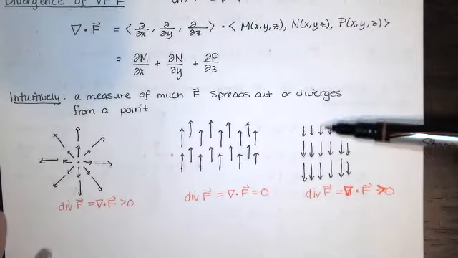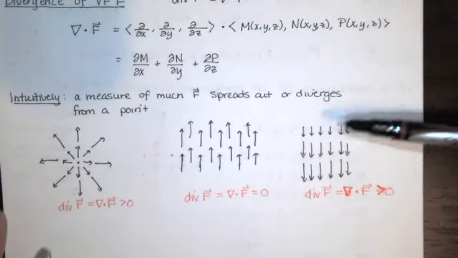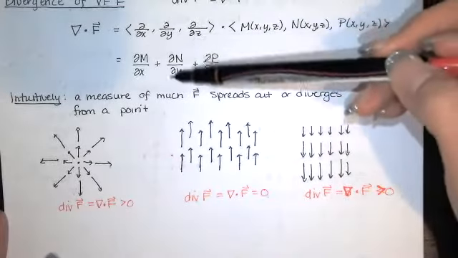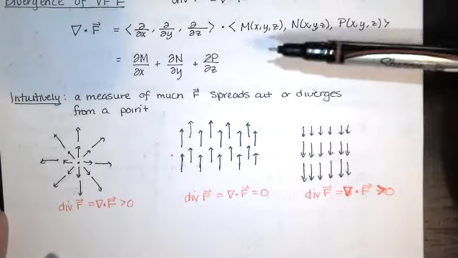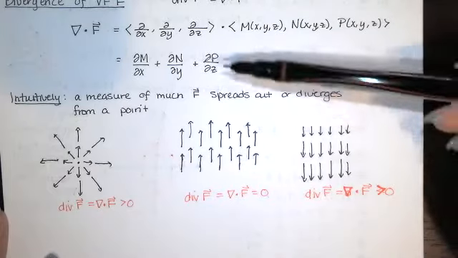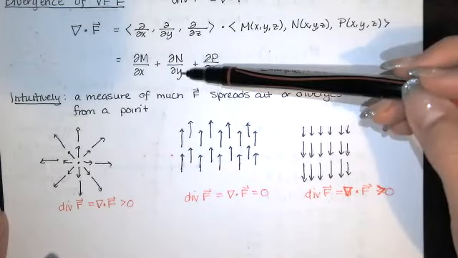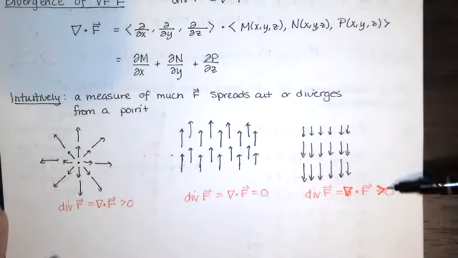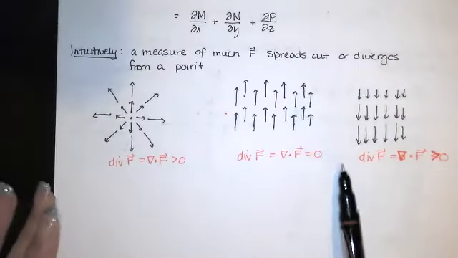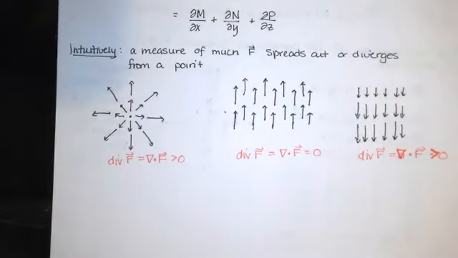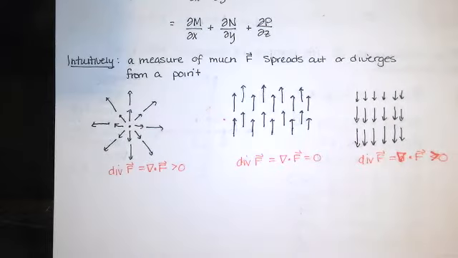So the y component is increasing as you go in the y direction. So I'll have 0 plus this, which is increasing, and then we've got 0. So these ends are increasing with respect to y. So the divergence would be positive. So we've got positive divergence, 0 divergence, and positive divergence. But intuitively, it's just a measure of how much the function spreads out or diverges from a point.